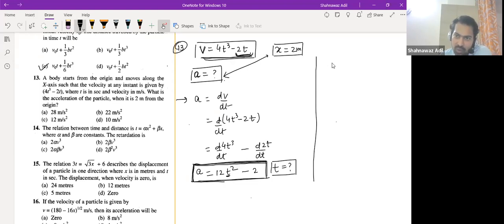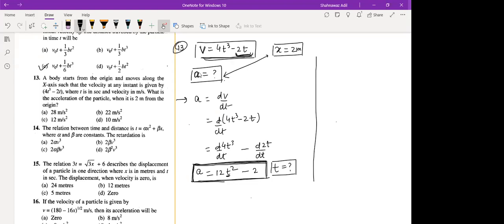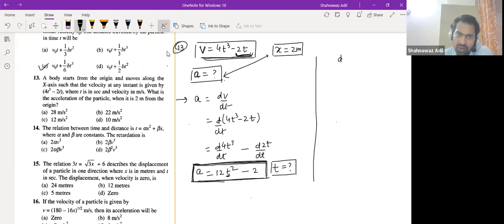So what is given? How can we calculate the distance from the velocity? What should we do? We have velocity, so integrate, right? Let me write it this way: v is dx by dt, so dx is v dt.